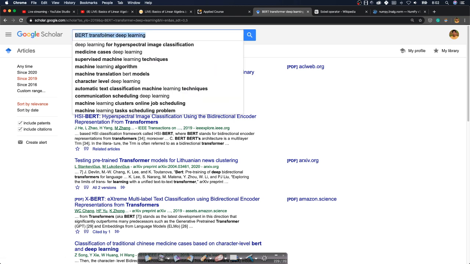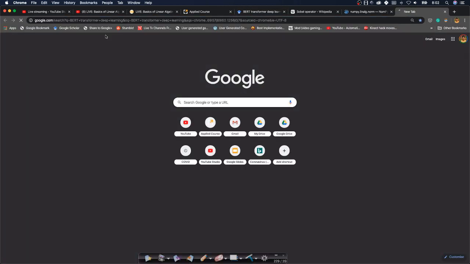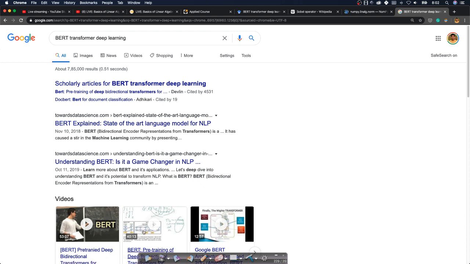Again, you need not always use Google Scholar. If you just go to Google and search this, look at this, it also says scholarly articles on BERT transformer. It tells you this also, right? And it says, okay, this is the top paper. It is cited by 4,531. So what I do is I directly search on Google. I get some papers here. If this has high citations, I go to Google Scholar and search. Otherwise, you don't get blogs and all that in Google Scholar.